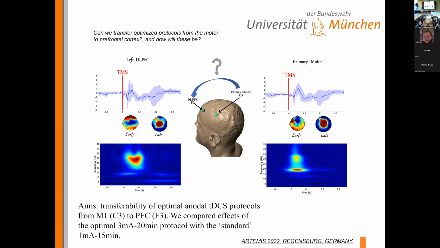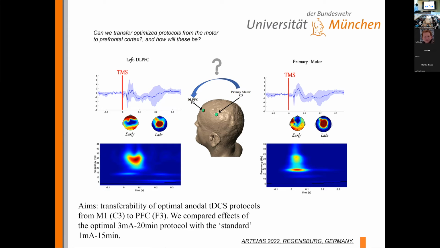Now, after finding this optimal protocol in the motor cortex, we asked our question: is it possible that if we transfer this optimized protocol from the motor cortex to another part of the brain, we will see similar effects? That is the whole concept behind why we use TMS EEG, to see if we can transfer the protocols we optimize here to the left dorsolateral prefrontal cortex, for example.